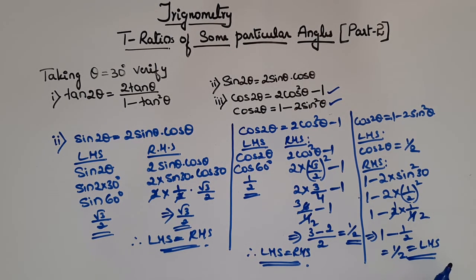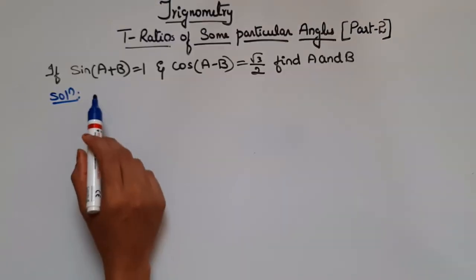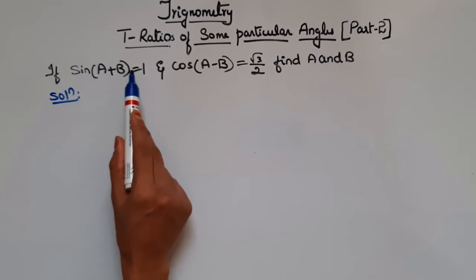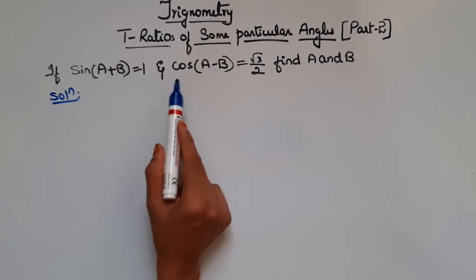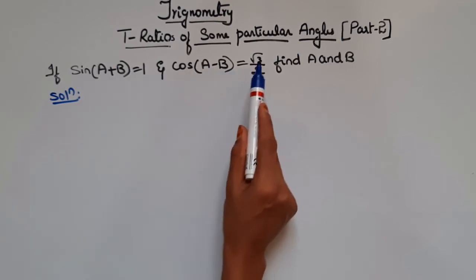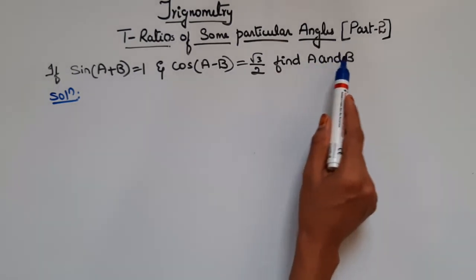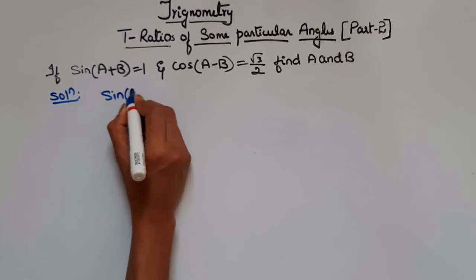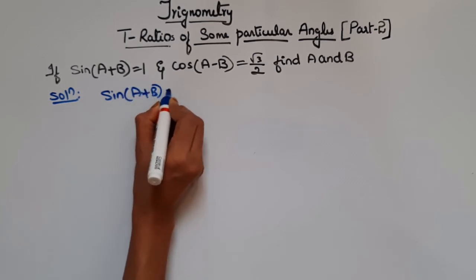Now let's see one more type of problem. Now let's see this problem. Here it says if sine of a plus b is equal to 1 and cos of a minus b is equal to root 3 by 2, find a and b. So first let's take this equation. We have sine of a plus b equal to 1.